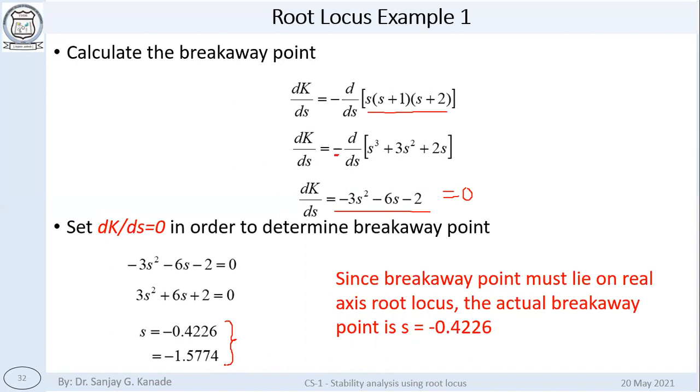Are these roots correct? How to find out the roots? You can either use a calculator or use the formula for roots of a quadratic equation, right? Which formula? Minus b plus minus square root of b square minus 4ac, upon 2a. That formula you can use. And after using this formula, we get these two roots. So how to decide which one is the breakaway point? Now again, logic will come into the picture here. We have to see on the graph where these points are. So s equal to minus 0.4226 and s equal to minus 1.5774.